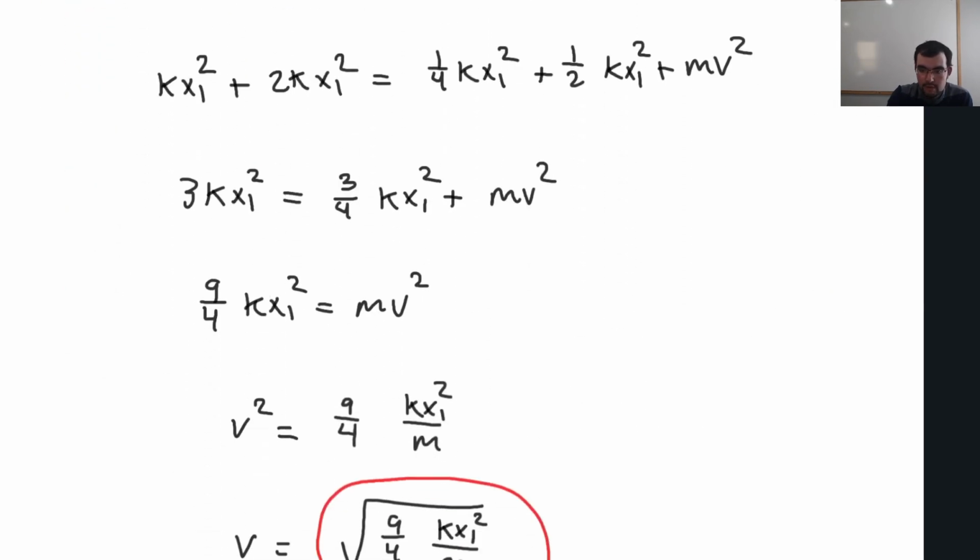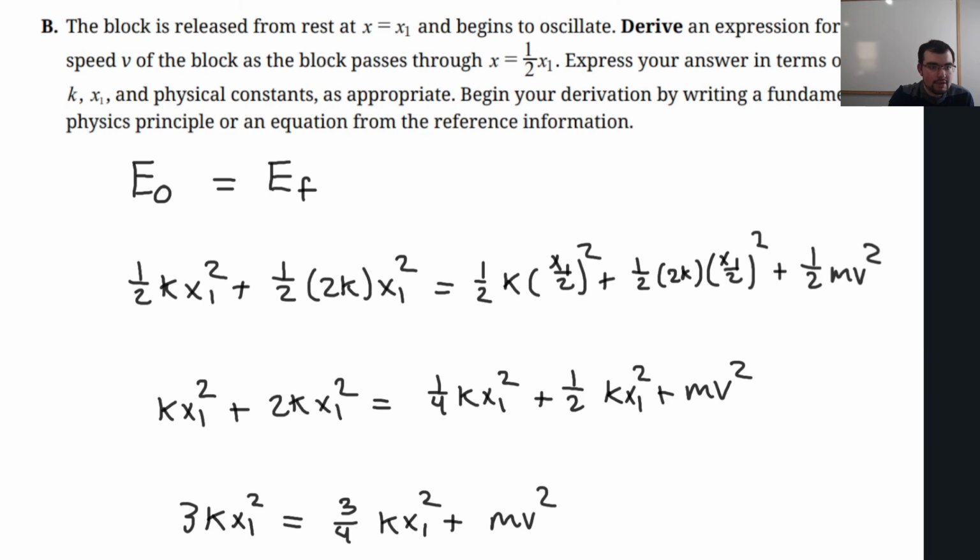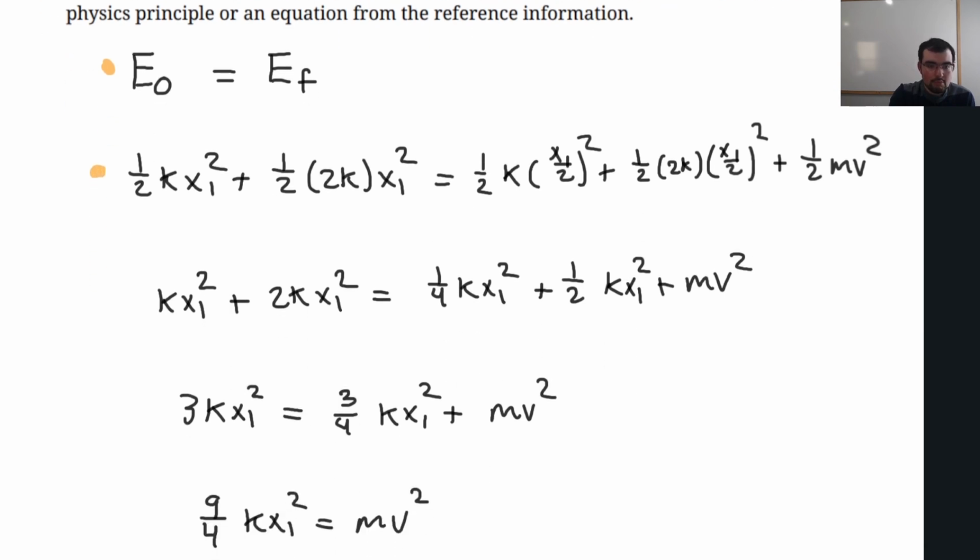Derivation, it's worth 4. 1 point for a conservation of energy equation. Probably 1 point for correct formulas for potential and kinetic energy. 1 point for correct substitution. And 1 point for an answer.